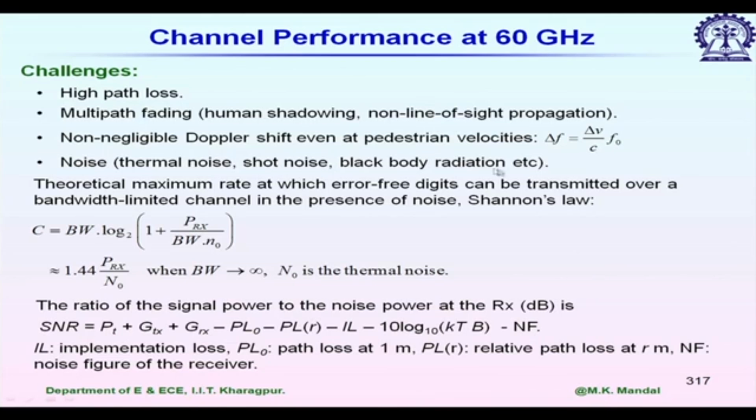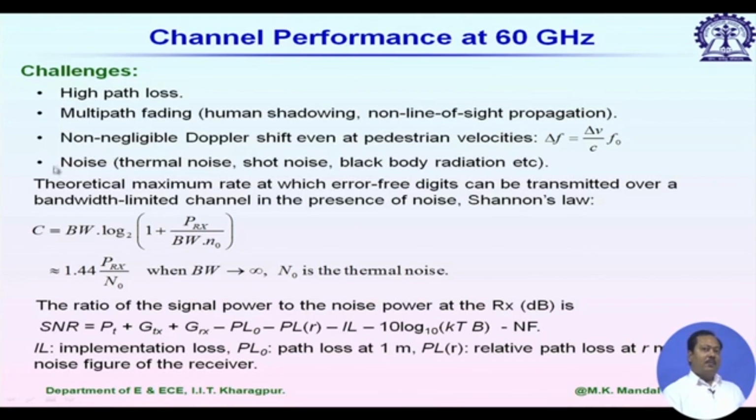Then non line of sight propagation, that is due to multipath, and non-negligible Doppler shift even at pedestrian velocities, because we know the Doppler shift, the change in frequency, is delta f equal to delta v by c into f naught. And also we have the effect of noise. So, this noise becomes an important issue. We will discuss this noise in detail.